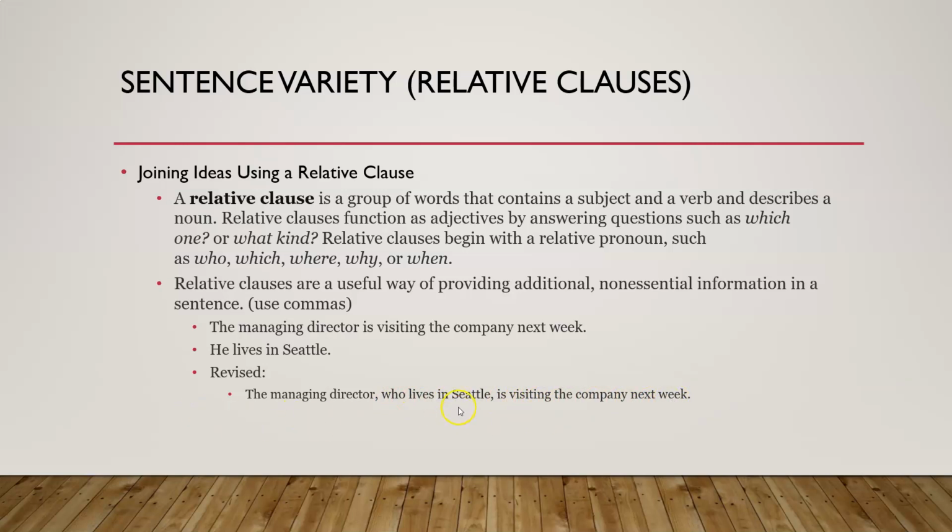So this is non-essential information, but it does help, right? It does help to provide us, the reader, a little bit more information about this managing director. But if we were to take it out of the sentence, then we would be left with this first sentence here. The managing director is visiting the company next week. It doesn't change the meaning of the sentence, right? So that's why we have the commas.